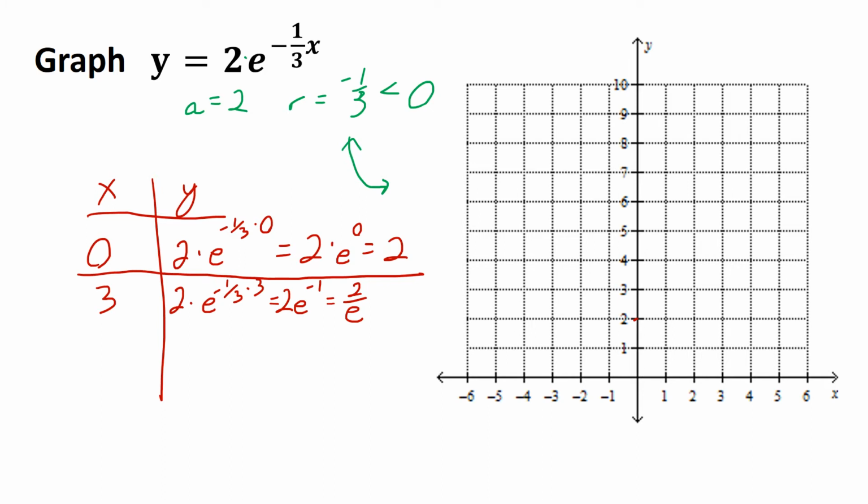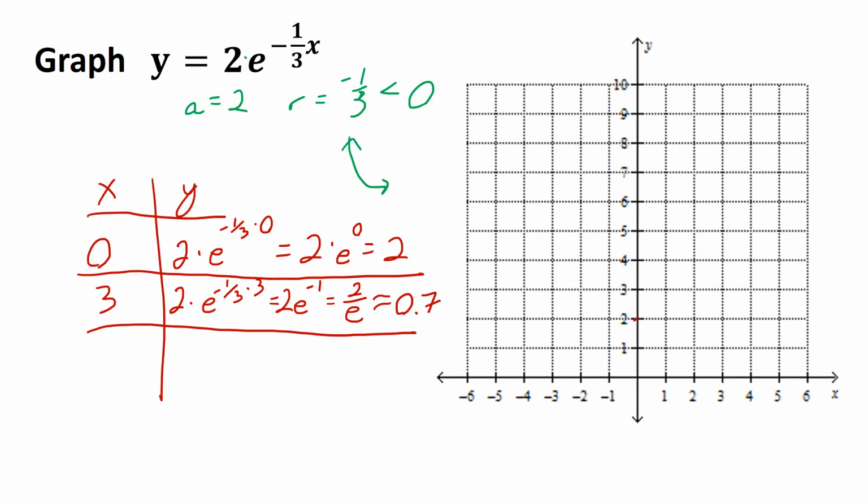So I get 2 over e, which is less than 1 because it's 2 divided by 2.7, and you get about 0.7. Again, for graphs, 1 decimal place is enough. You won't be able to tell the difference between 0.6 and 0.7, usually on the coordinate plane.